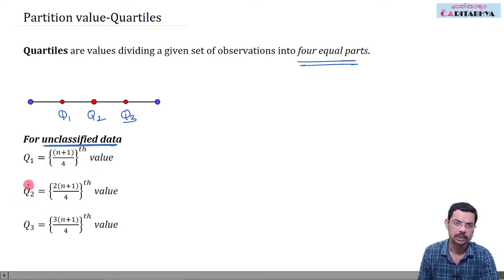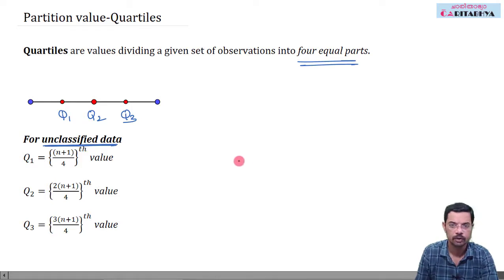Now, the second quartile is given by 2 into (n plus 1) by 4th value. Here we multiply the quartile number with (n plus 1) by 4. Okay, that's it. Third quartile will be given by 3 into (n plus 1) by 4th value.